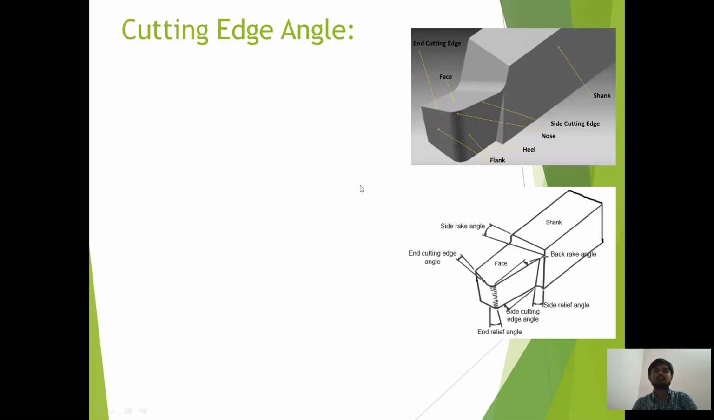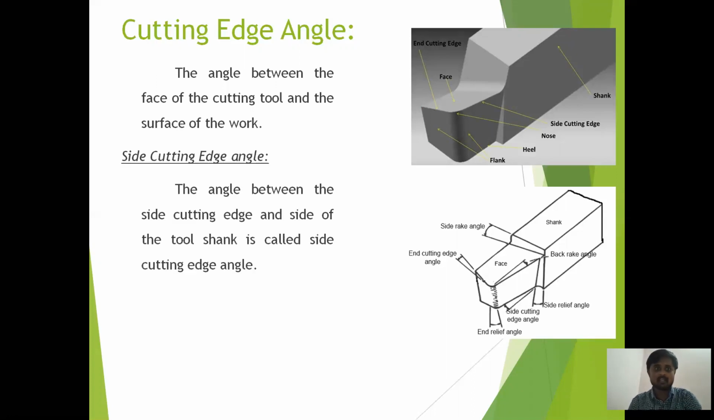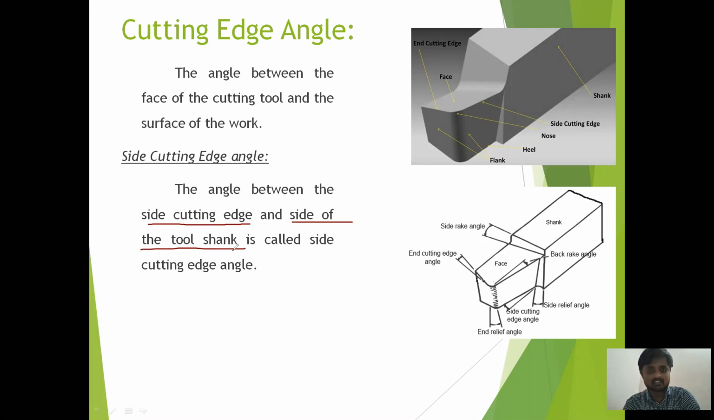Next, coming to the cutting edge angles. The angle between the face of the cutting tool and the surface of the work is called a cutting edge angle. Again, there are two types of cutting edge angles. One is the side cutting edge angle: the angle between the side cutting edge and the side of the tool shank is called the side cutting edge angle.